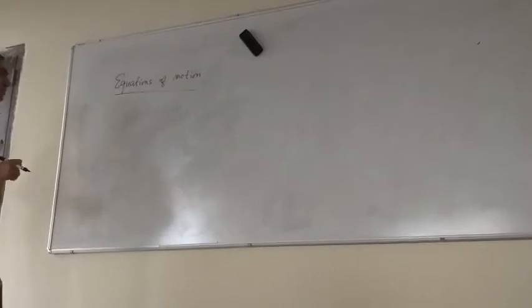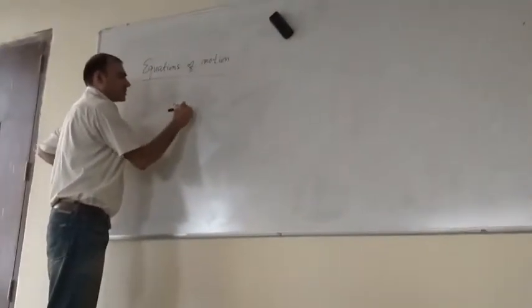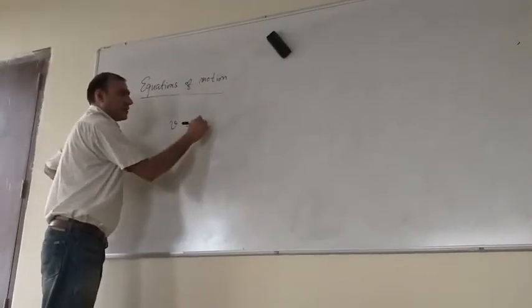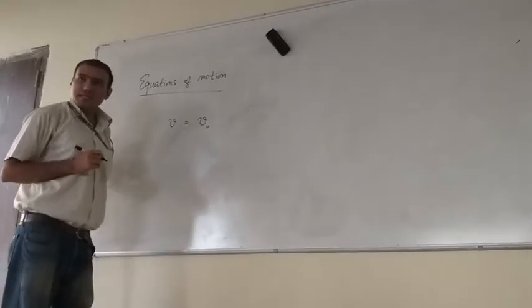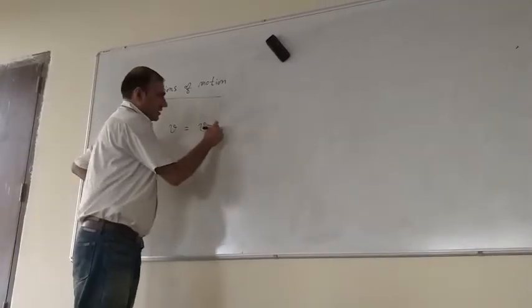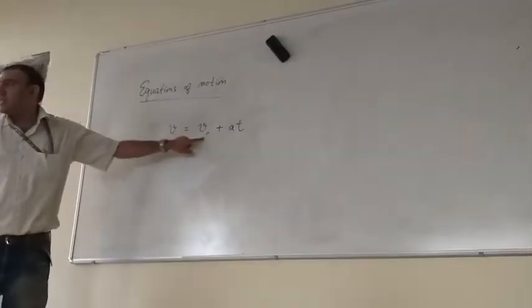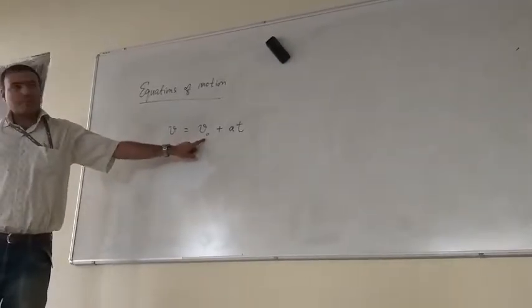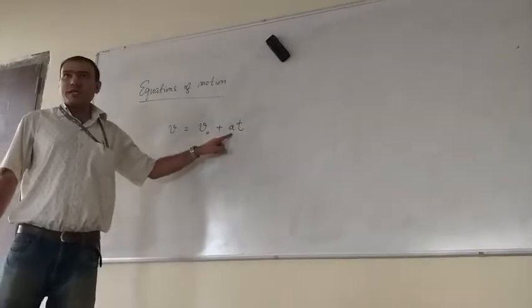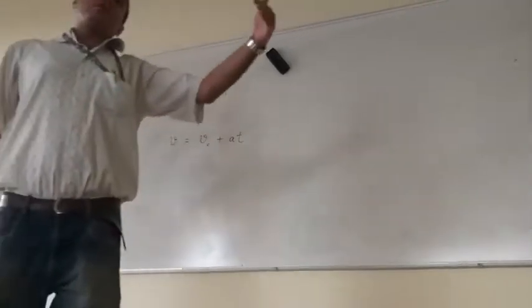Okay, so the first one, the most famous one, v equals v naught plus at. Right? So given the initial velocity v naught and the acceleration a, you can find out the velocity after a certain time, as simple as that.